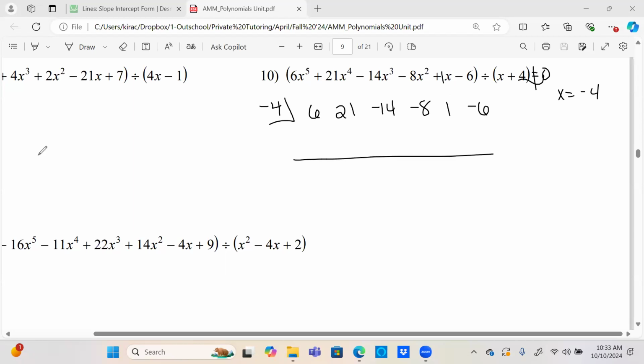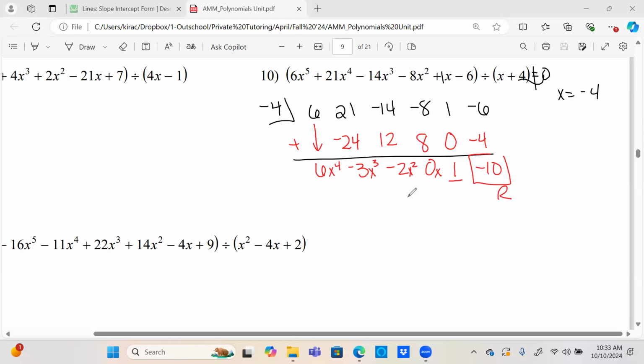Yay, this one's going to be so much faster. We're going to drop straight down and multiply, and add straight down, multiply, add, multiply, add, multiply, add, multiply, add. And then we just kind of got to work ourselves backwards from that. This last thingy on your right is always the remainder. Constant, x, x squared, x cubed, x to the 4th.